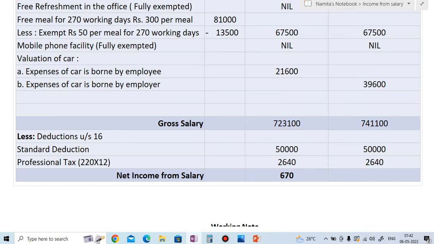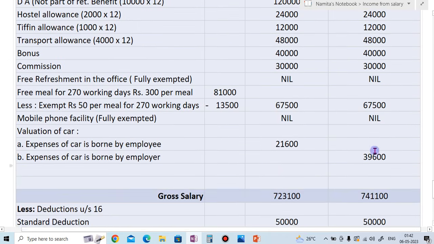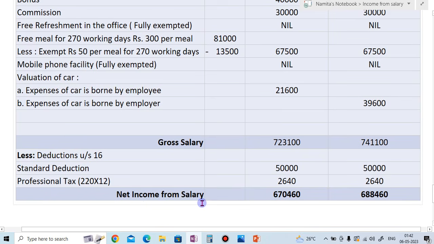Now, if the expenses are borne by the employer, the net income from salary will be gross salary minus deductions. So 7,41,100 minus 50,000 minus 2,640. The final value will be 6,88,460.